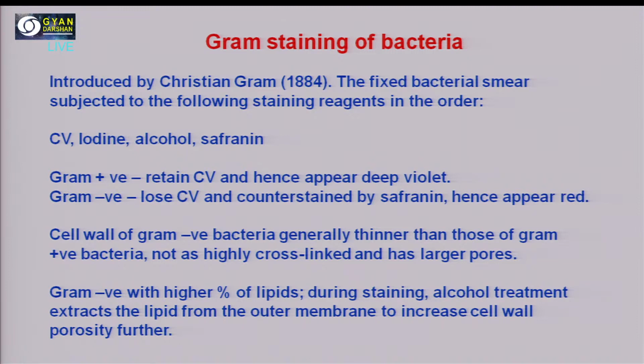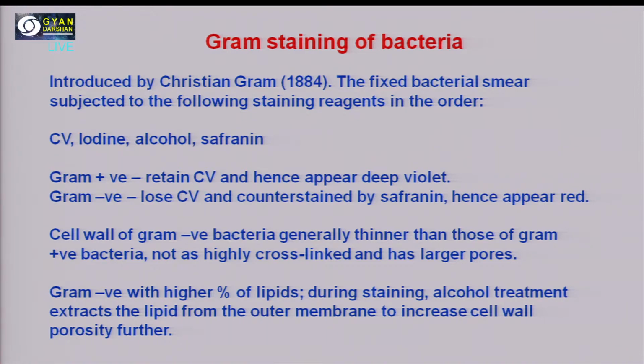the following staining reagents: crystal violet, iodine, alcohol, safranin. Now, the principle is gram positive bacteria retain crystal violet color and therefore they appear deep violet. Gram negative bacteria, upon alcohol treatment, will lose the crystal violet and they will take the counter stain, that is safranin, and hence they will appear red.